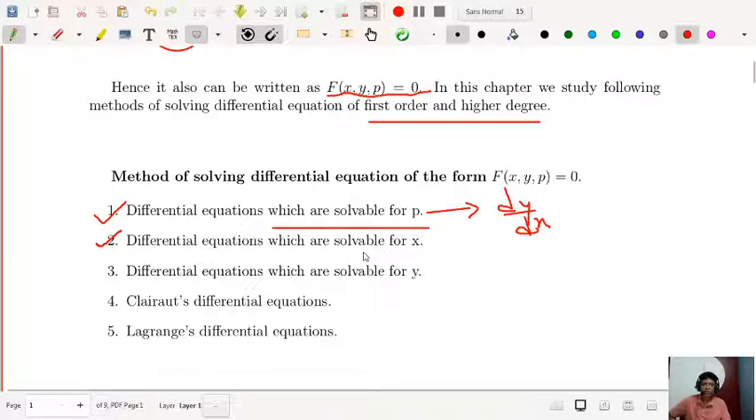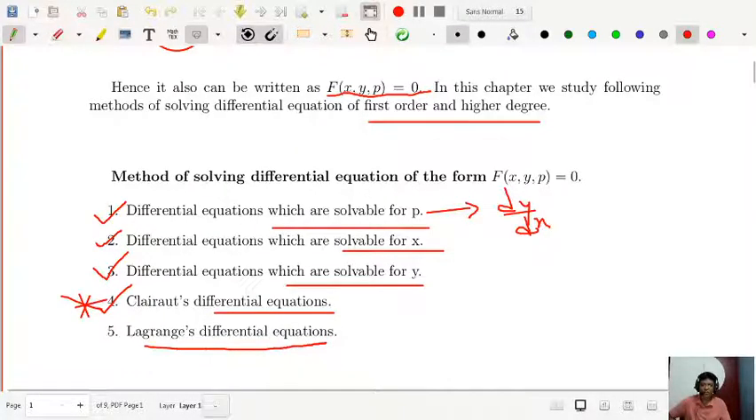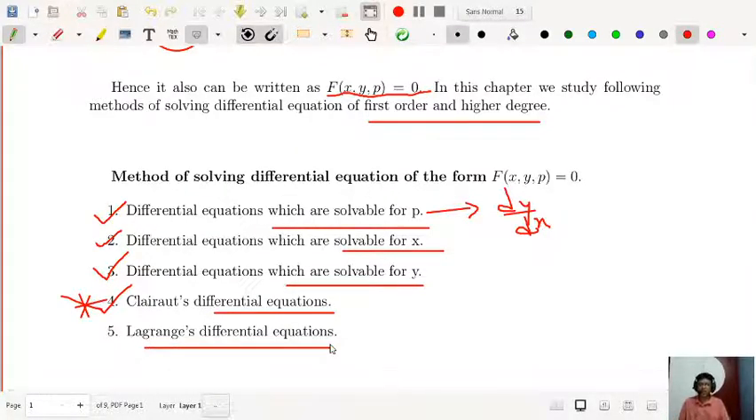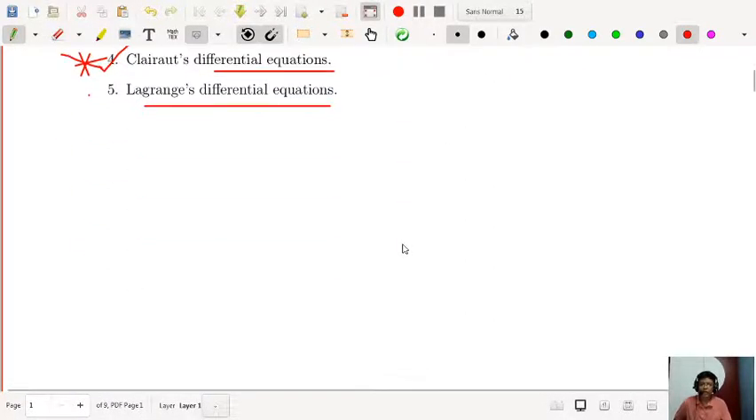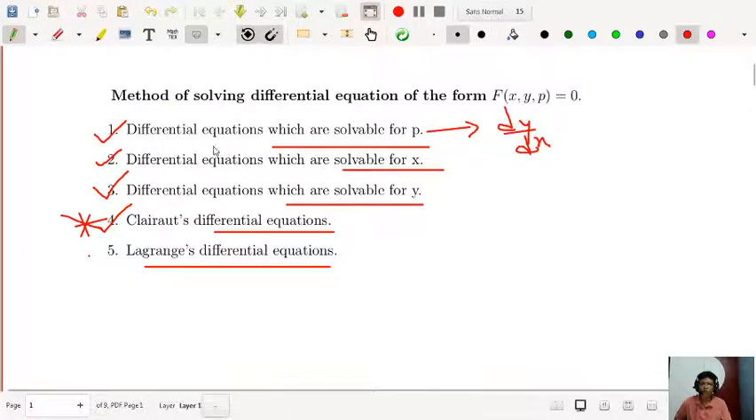Always, if small p is written here, you have to understand that dy/dx equals p. Number 2, differential equations which are solvable for x. Number 3, differential equations which are solvable for y. And number 4, Clairaut's differential equation. This is a very important one. And Lagrange's differential equation. I think there are some universities where Lagrange's differential equations are not there. So Clairaut's is the very important one. We'll talk about Clairaut's because I am excluding Lagrange's, since it is not there in all the universities. So let me now go straight to the first method, that is equations which are solvable for p.